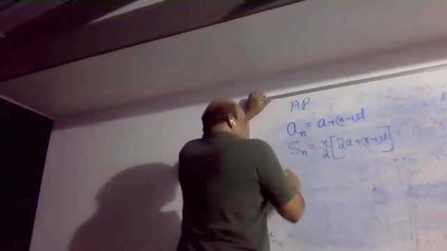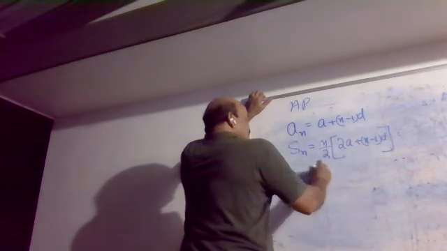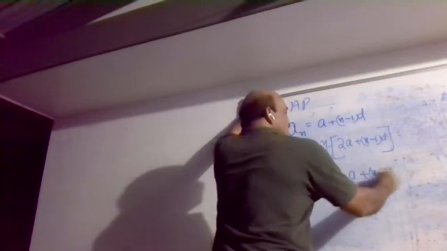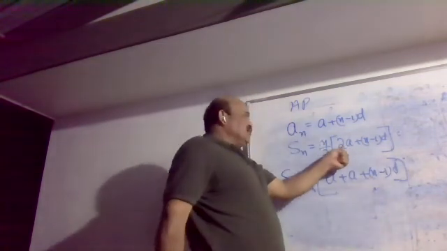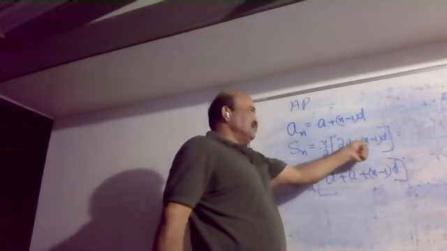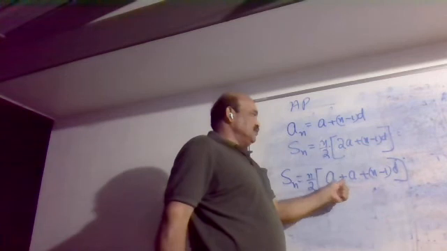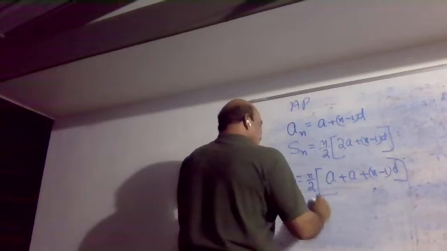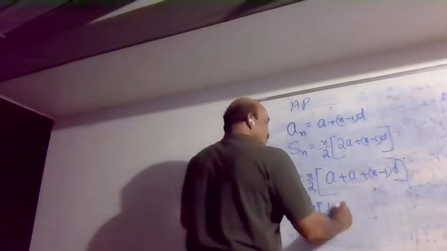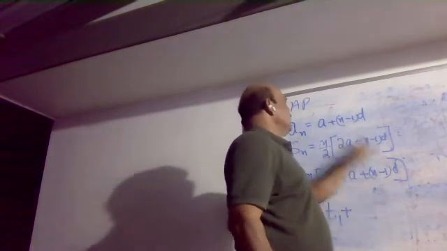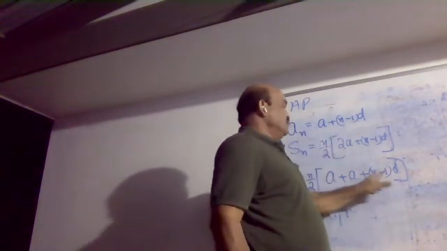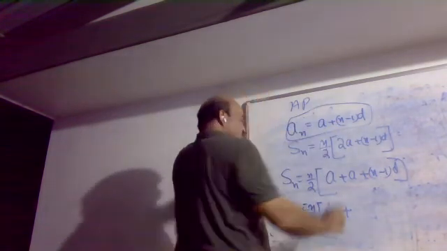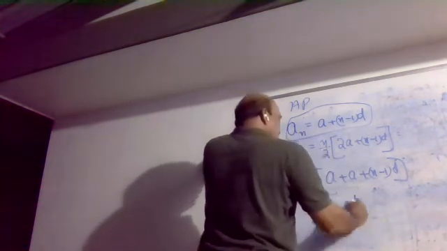So Sn, you can rewrite Sn. Sn is equal to n by 2 into 2a plus n minus 1 into d. 2a can be split as a plus a, so Sn is equal to n by 2 into a, which stands for the first term t1, plus a plus n minus 1 d, which is the nth term. A plus n minus 1 d is the nth term an. An is a plus n minus 1 into d. So you can write tn. An is the same as tn, the nth term.